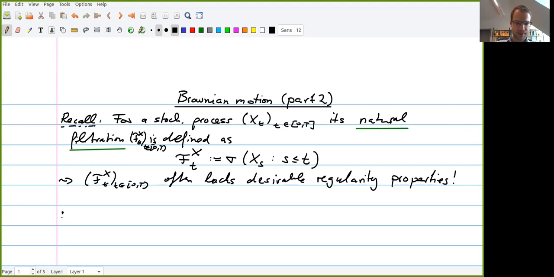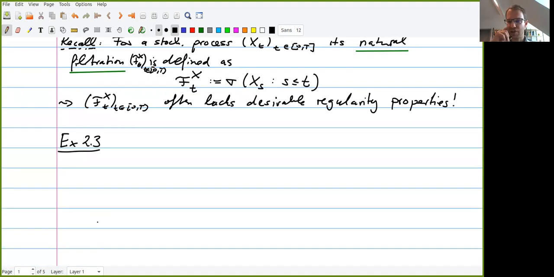So let's come to Example 2.3, where we consider a stochastic process and then consider the natural filtration as well. How do we define our stochastic process? We want to have a simple toy example. So we consider the set A, which is part of our sigma algebra, and we don't want to take neither the empty set nor the full sample space.